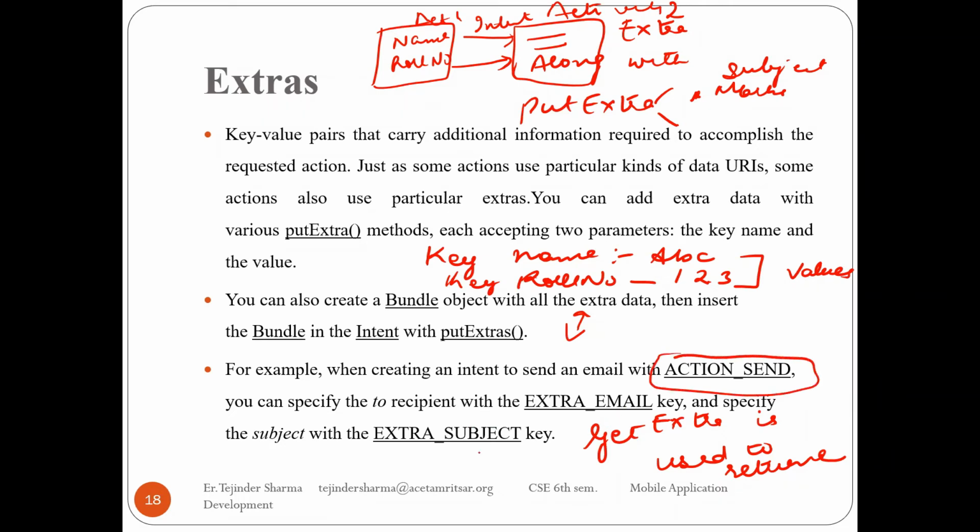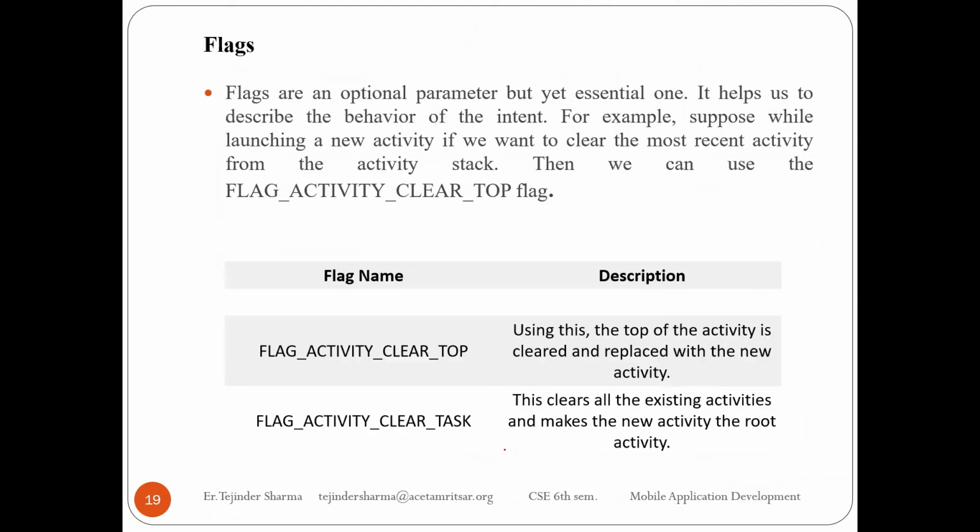Email key, specify the subject, extra subject. I want to send this CPN, then I will add the email ID, and what subject I want to send, what is the content of the email, it would be referred by extra subject. This is how it will be carried.